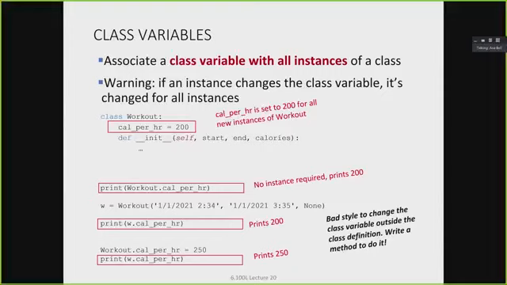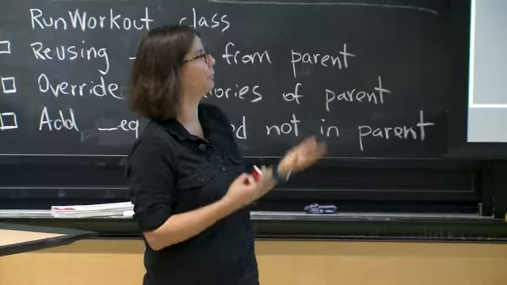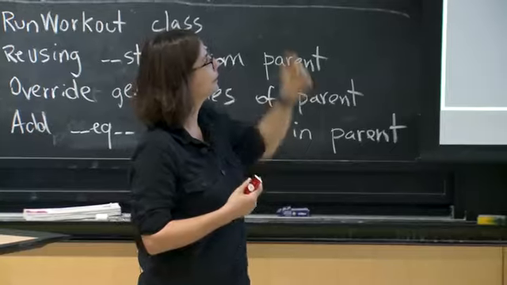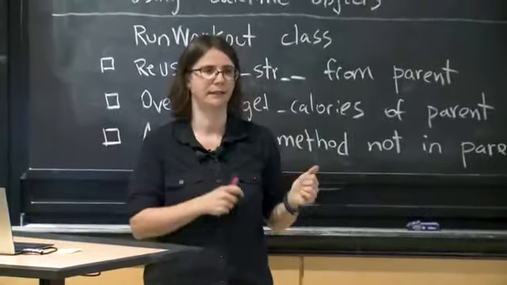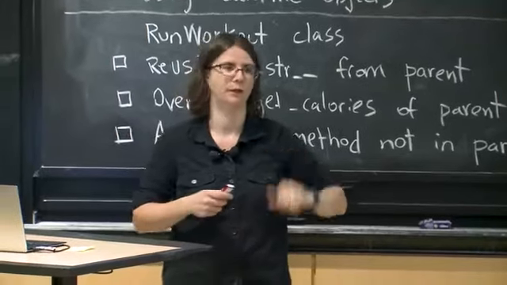So no good. Never ever work with or access data attributes or class variables outside the class definition. If you really want the user to be able to do something like this, then write a method for it. And then they can change it or access it in a consistent way, the way that you want them to access it.